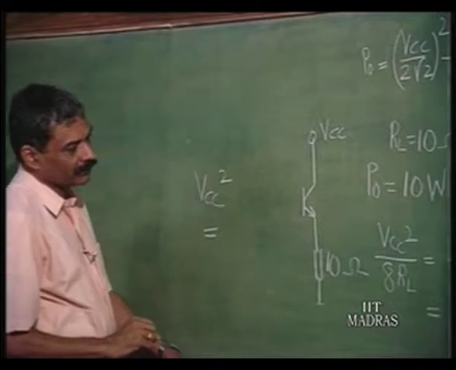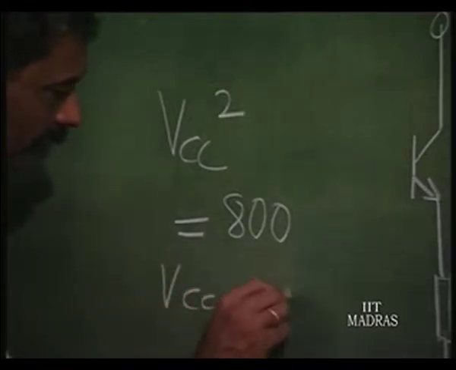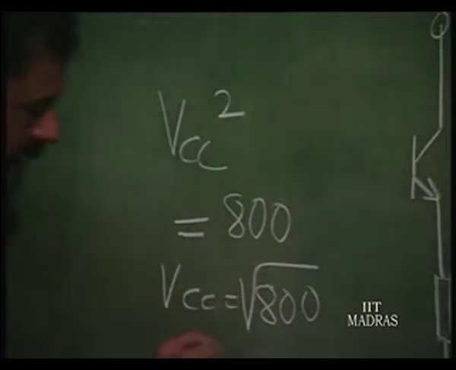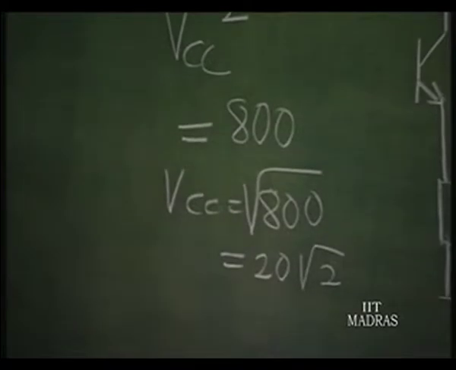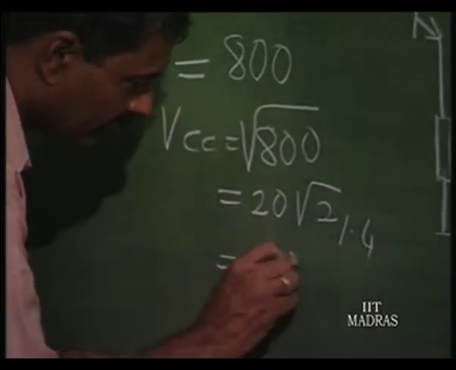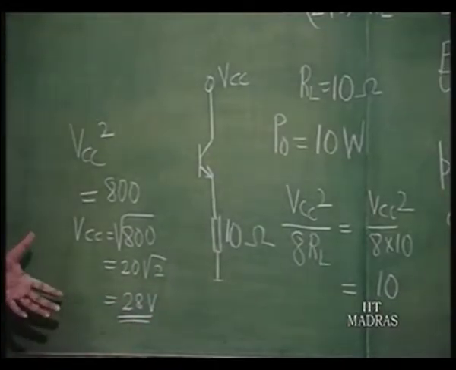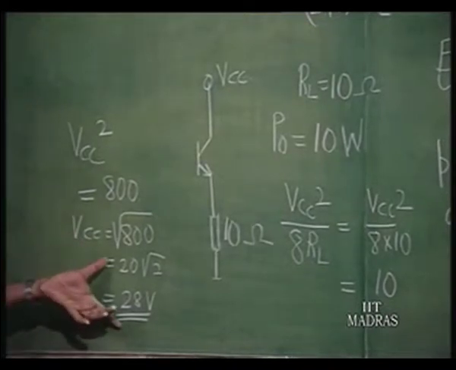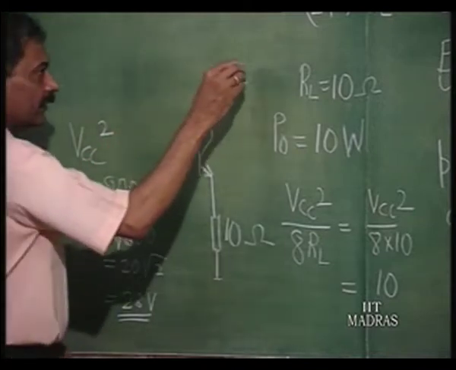VCC squared divided by 80 is equal to 10 watts. So, VCC squared is equal to 800, or VCC is equal to root of 800, which is root of 400 into 2, that means 20 root 2. So, 1.4 times 20, this is actually 28 volts. So, you can now see that supply voltage minimum is 28 volts, maybe you will fix it at 30 volts, if you want it. So, this is the supply voltage. If this is taken as the supply voltage, this is equal to 28 volts.